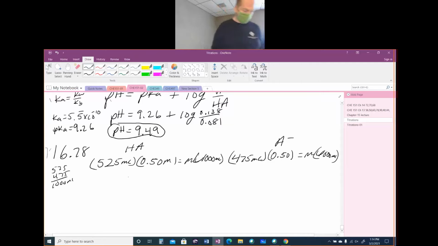So you got to take your 525 times 0.5 divided by 1,000. And that gives you a 0.2625. I will round it at the end. So this is a 0.2625. Again, 0.26 would be fine to put there. I'm going to leave all my numbers until the end. If I take my 475 times the 0.5 divided by 1,000, I get a 0.2375.